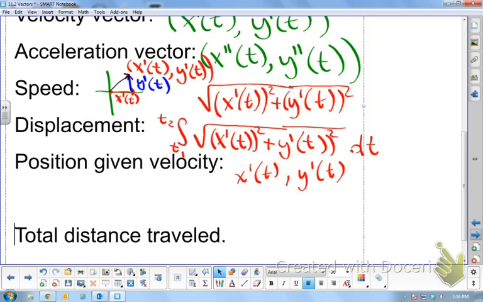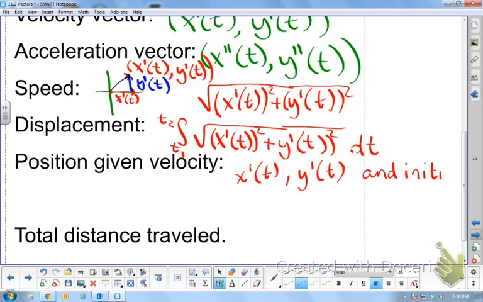Now, with integration, though, we need more information. We need an initial value. So, if we have this, and we're also given an initial value, then to find our final value, we would do our initial plus the integral from our initial to our final of x prime of t. Sorry, I started writing t instead of prime.